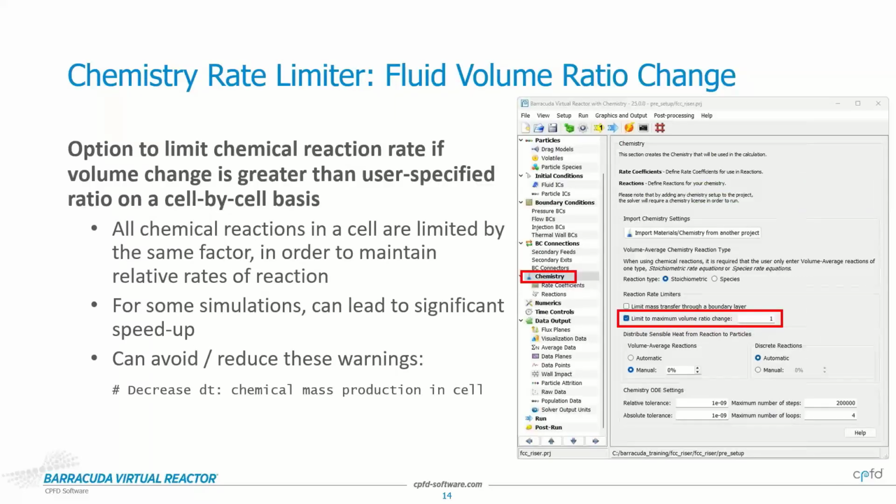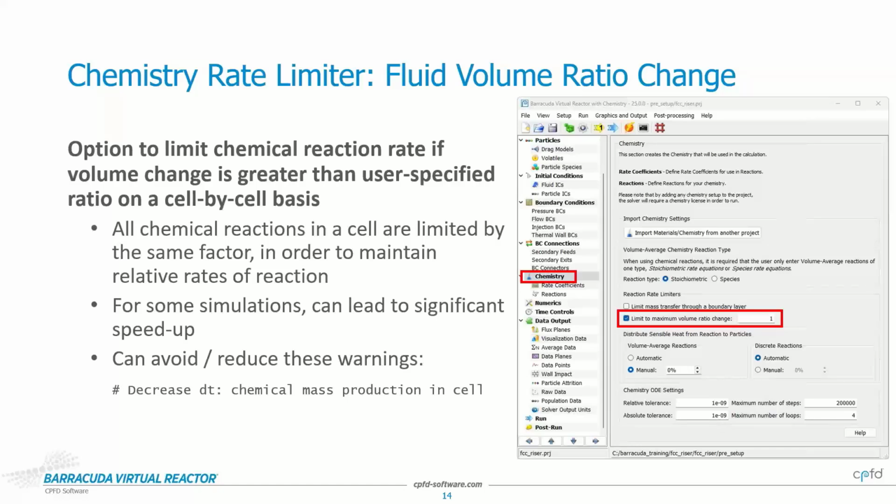A second option that we've added is targeted at speeding up simulations with very fast chemistry. This option is on the top level chemistry window, and this is a reaction rate limiter based on the volume ratio change of species in the fluid domain. And this is a cell-by-cell operation in the sense that the reaction rate limiter is applied only to cells that are exceeding this maximum ratio change that you specify in the GUI. So when the reaction rate limiter is active in a cell, all the reactions within that cell are limited by the same factor in order to maintain the relative reaction rates across the whole set.